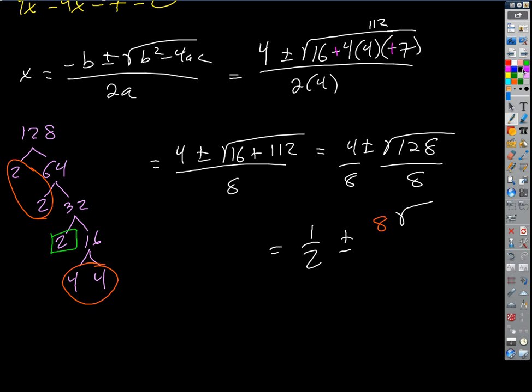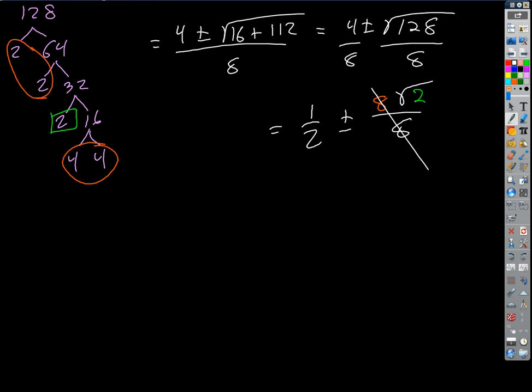And then we're stuck with only one single inside, and that's all divided by 8. What happens to the 8s? They cancel out. Good, so we end up with 1/2 plus or minus the square root of 2. How many solutions did we get? 2. A plus, one for the plus, one for the minus.